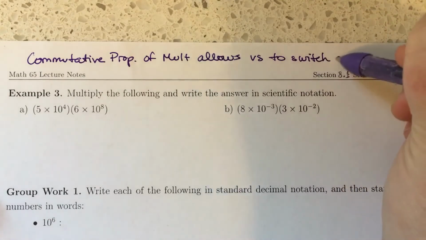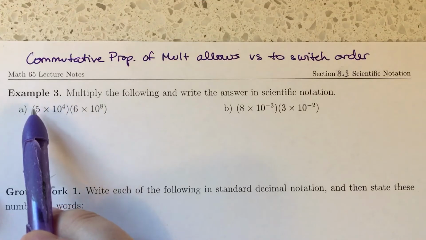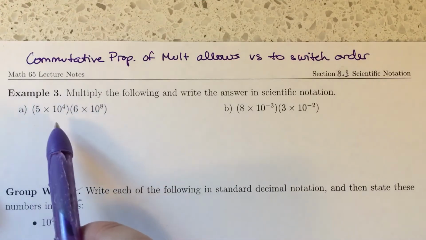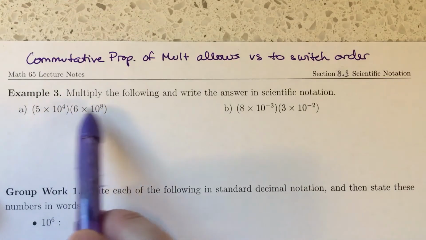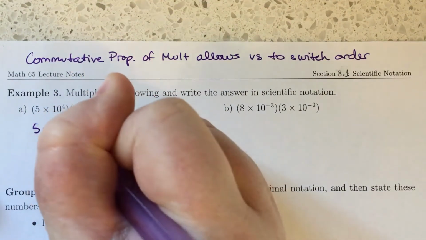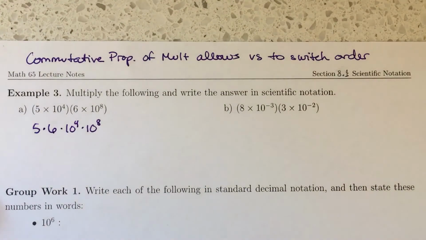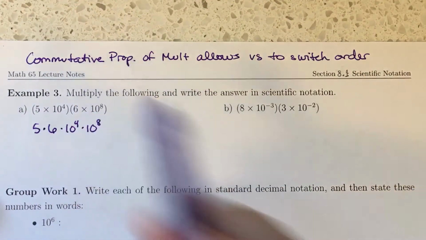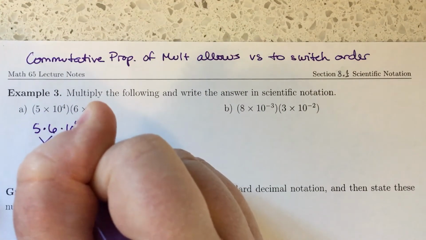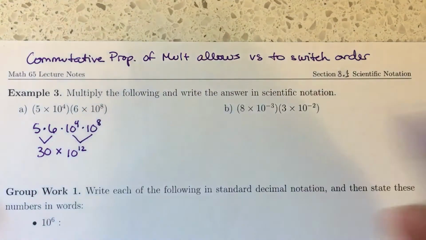And that's exactly what I'm going to do here. Just because 5 and 10 to the fourth look joined together, if they're just multiplied, I can move them around. And same with 6 and 10 to the eighth. Those are just multiplication. So I'm just going to move this around to 5 times 6 times 10 to the fourth times 10 to the eighth. There we go, rearranged using the commutative property. So now 5 times 6 is 30. And using the property of exponents, this would be 10 to the 12th.